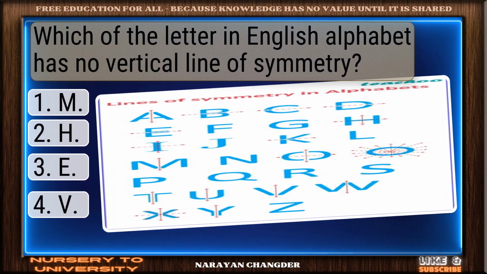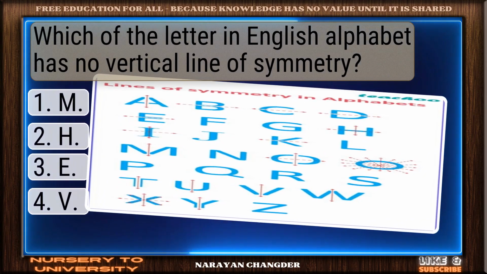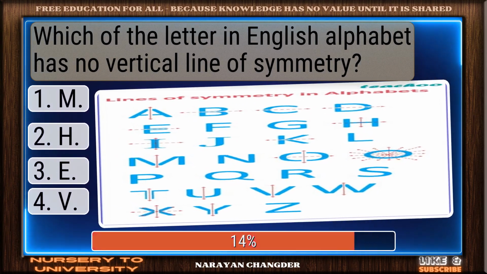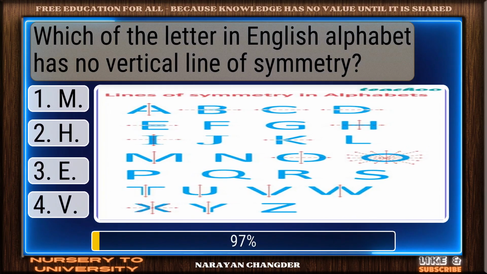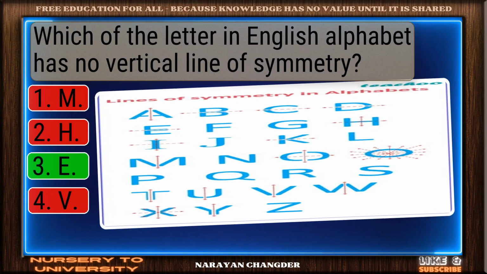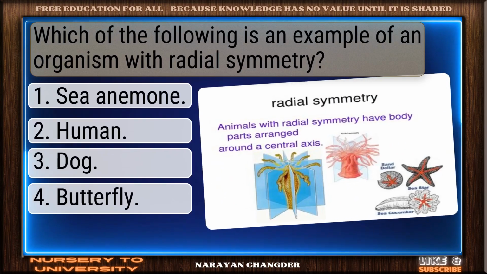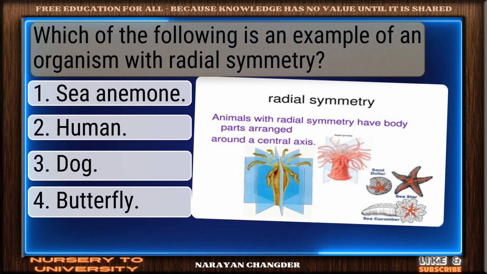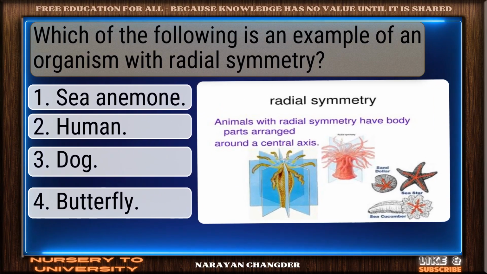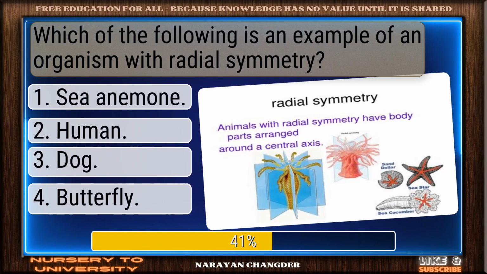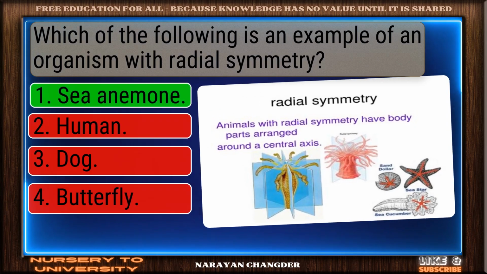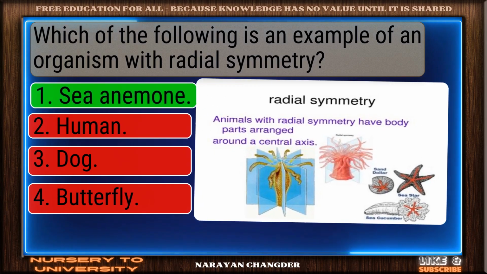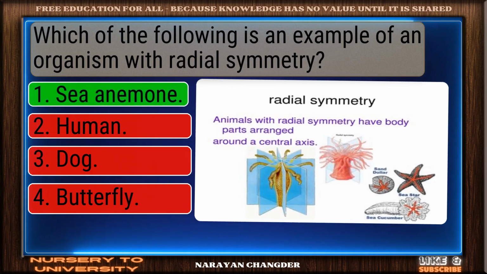Which letter of the English alphabet has no vertical line of symmetry? Well picked. E is the correct answer. Which of the following is an example of an organism with radial symmetry? Well reasoned. C. Anemone is the correct choice.